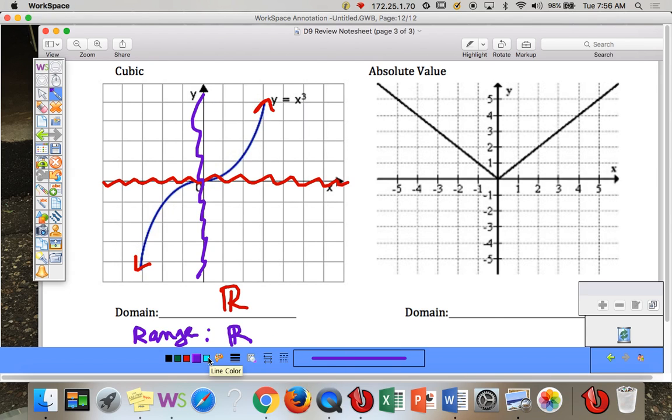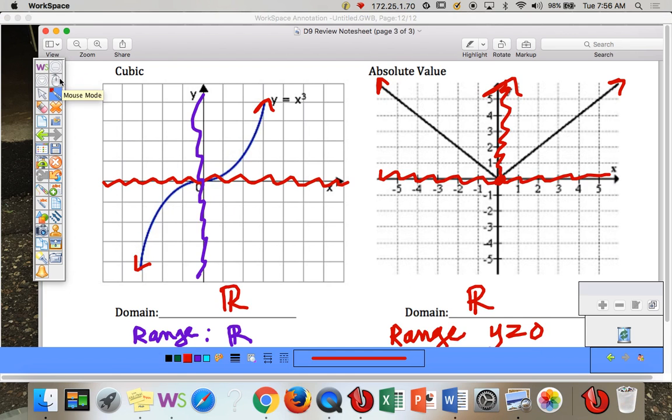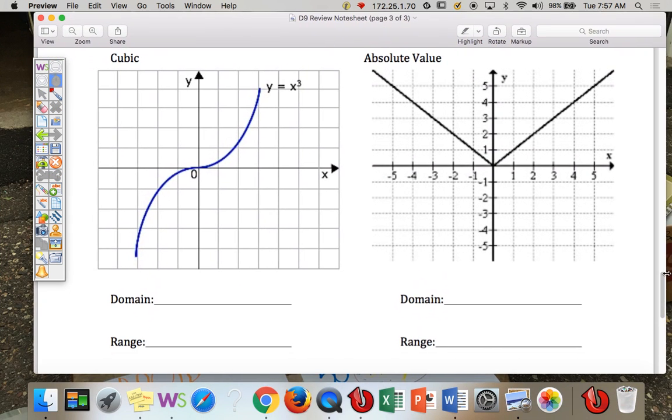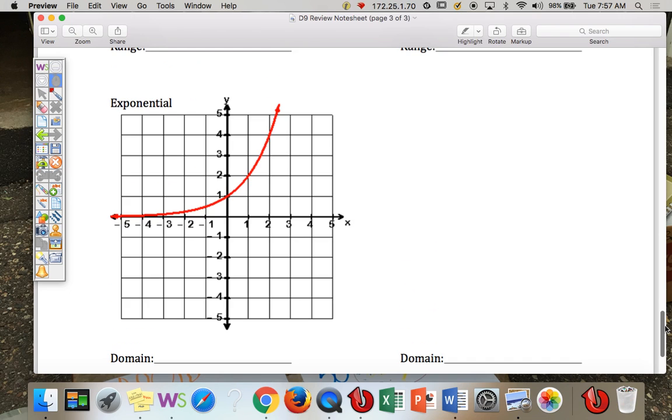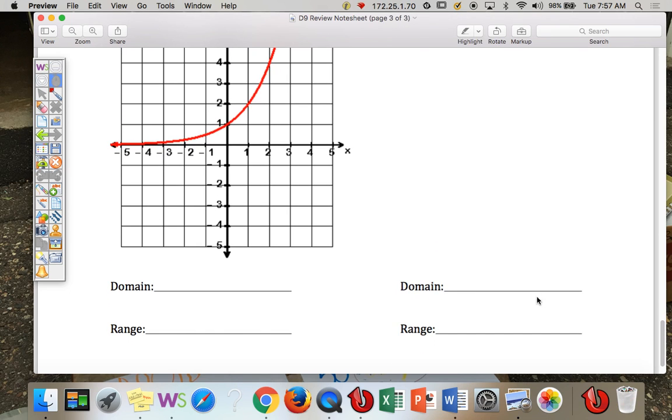Let's take a look at the absolute value function. Again, there should be arrows here. And you can see that the domain is all possible x values, all real numbers. The range here, though, there's a minimum. It's at 0, 0 and everything above. So here we're going to say y is greater than or equal to 0. And the last one, exponential.